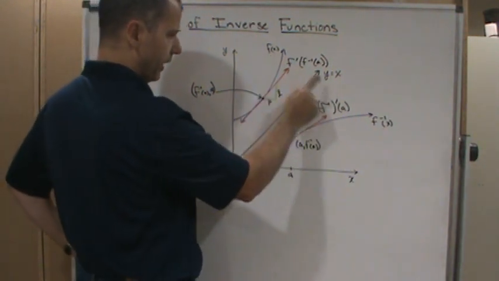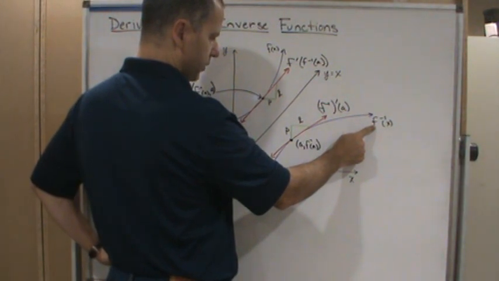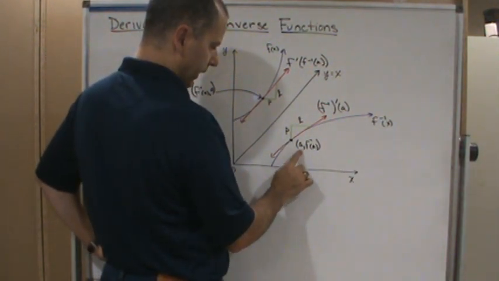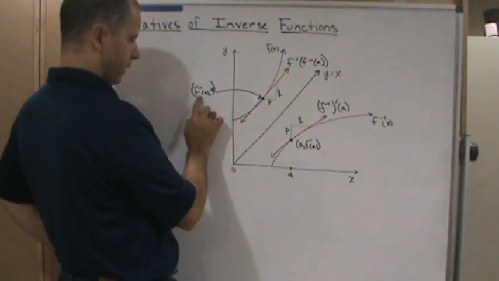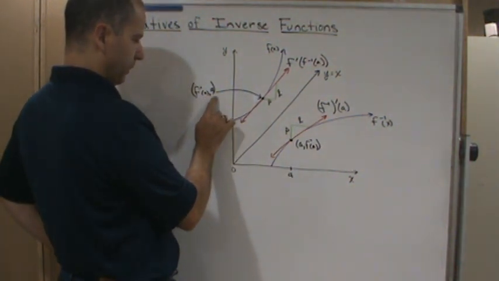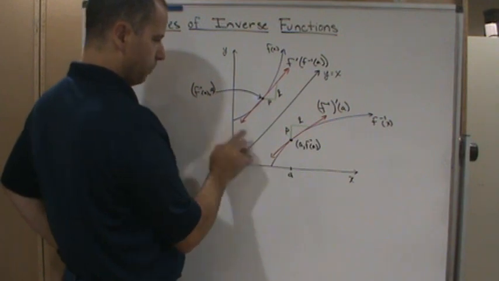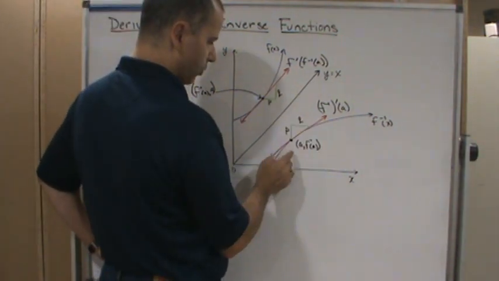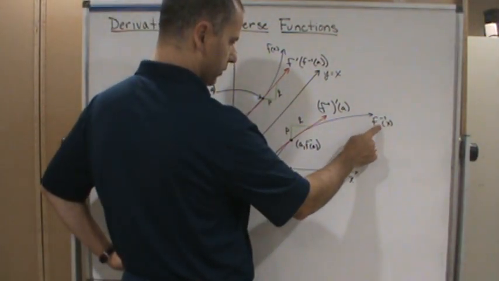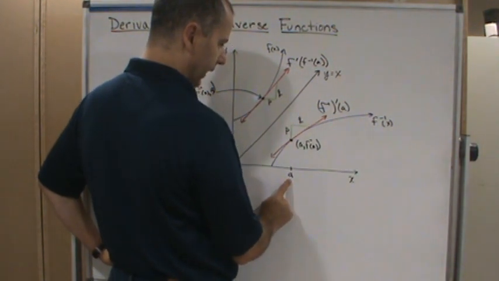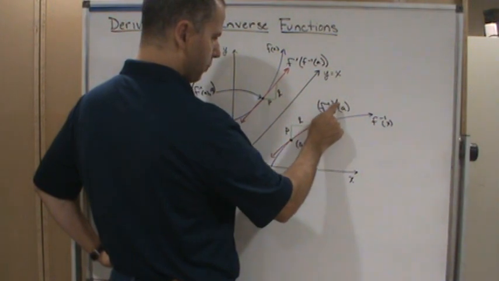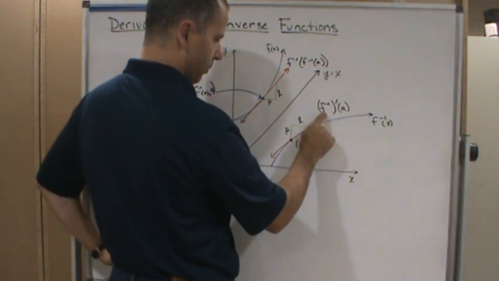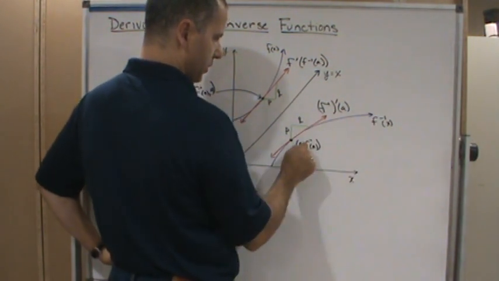Okay, so here's f of x. Here's f inverse of x. Here's the point a comma f inverse of a. So here's the point f inverse of a comma a. So we just switch the points. This tangent line is the derivative of this function. So it's evaluated at a. So we would say f inverse prime of a, because it's the derivative of this function.